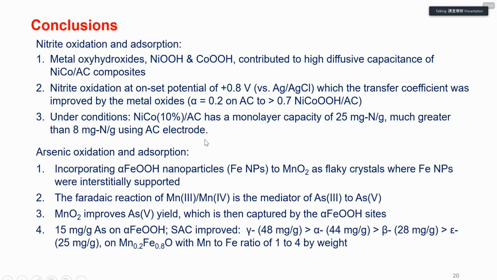And as for arsenic oxidation, in this work we incorporated iron oxide into MnO2. The Faradaic reaction of Mn3 and Mn4 is the mediator for As3. The combination of Mn and Fe improves the As5 yield. We can increase the capacity for total arsenic compared to the original FeOH, which is around 15. It can be further increased up to maybe 3 to 4 times the capacity of the FeOH after the combination of the Mn and Fe oxide.